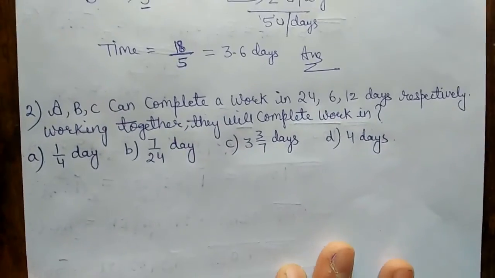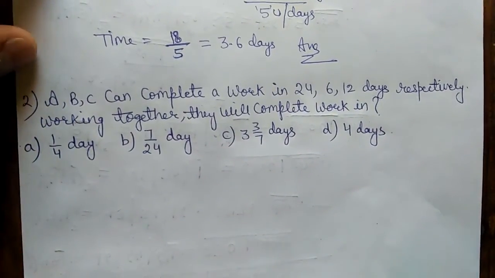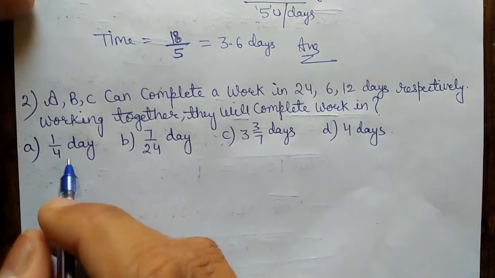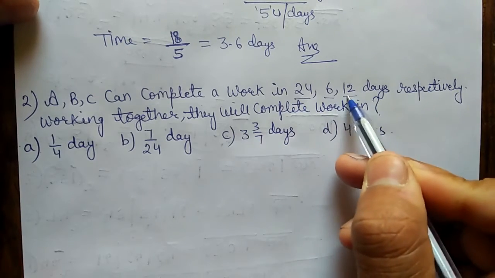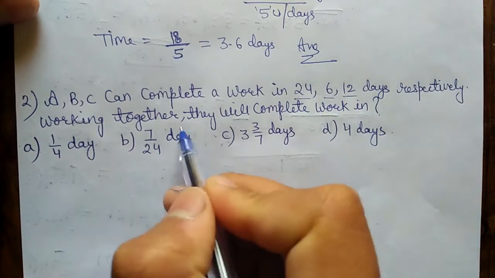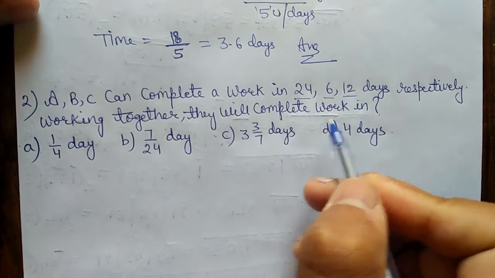Next question. This is also a CGL question. Listen, A, B, C can complete a work in 24, 6 and 12 days respectively. Working together, they will complete the work in how many days?